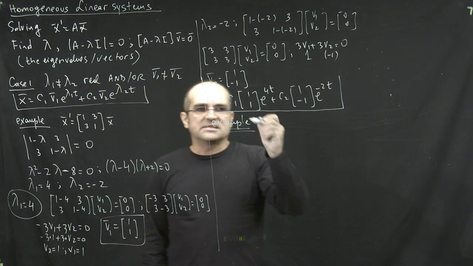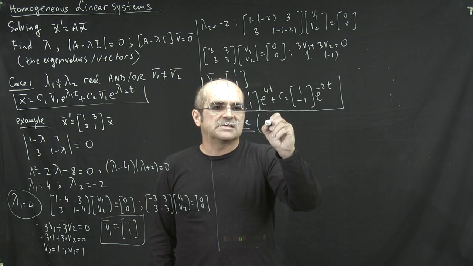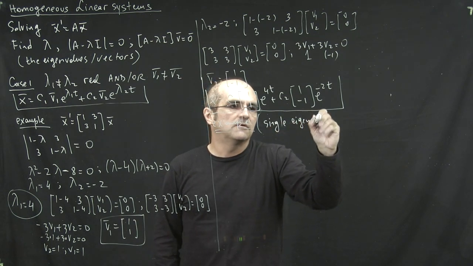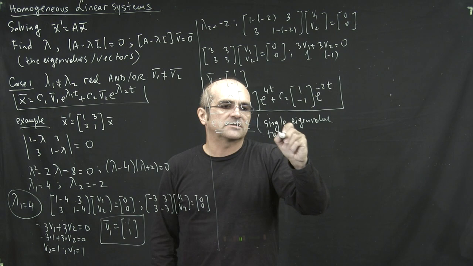So here is a typical example of a single eigenvalue and 2 eigenvectors.